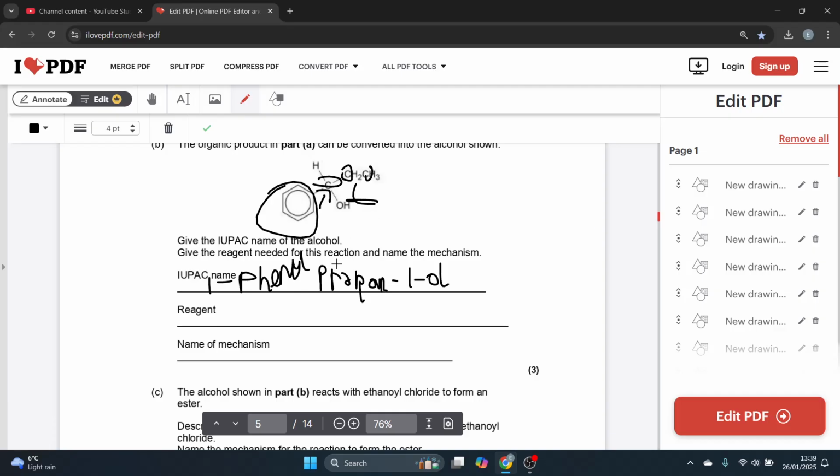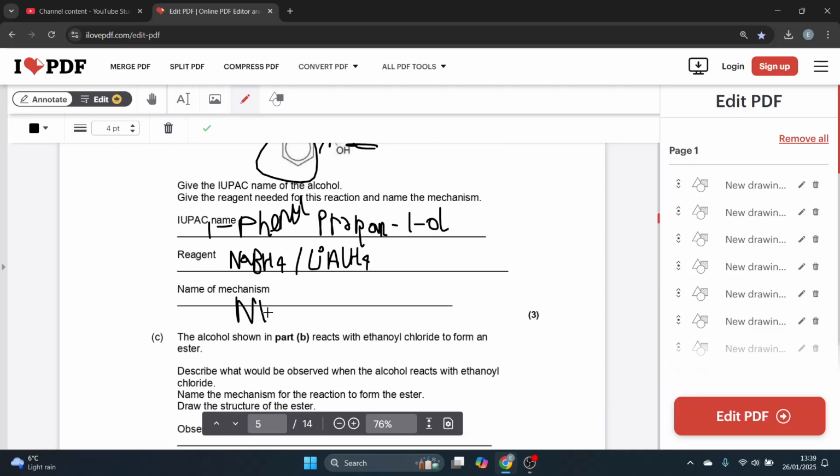Reagent needed for the reaction, and name the mechanism. It's going to be NaBH4 or lithium aluminium hydride. Any of those two. And the name of the mechanism is nucleophilic addition.